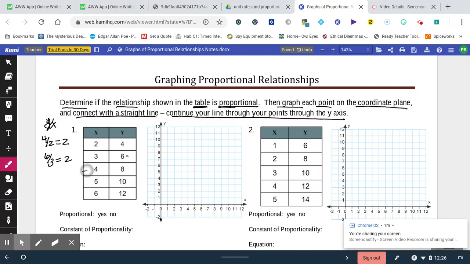And in this row, we're going to take 8, the y, and divide it by 4. You also get 2. Take 10 divided by 5, you get 2. 12 divided by 6, you also get 2.